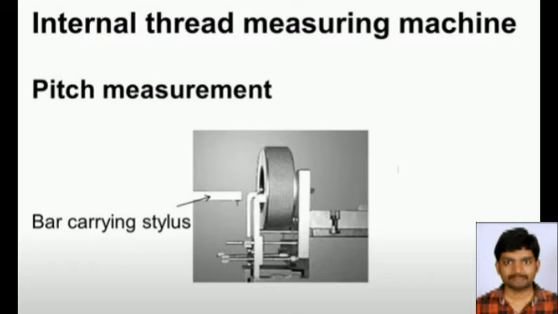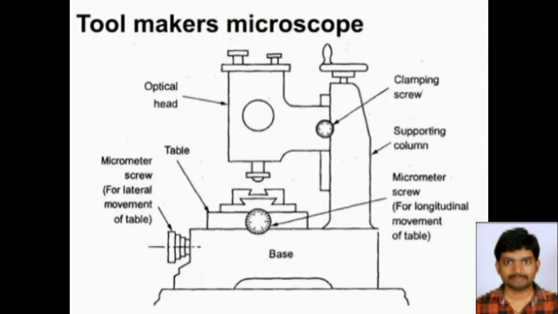Now, the next one is the toolmaker's microscope. With the help of this we can find out the pitch of the screw thread. This is a versatile instrument based on optical means. It consists of a heavy hollow base accommodating the illuminating unit. The work table is mounted on the base of the instrument on cross slides and is equipped with accurate micrometer screws to move it in two mutually perpendicular directions in the horizontal plane, that means in longitudinal and lateral directions.